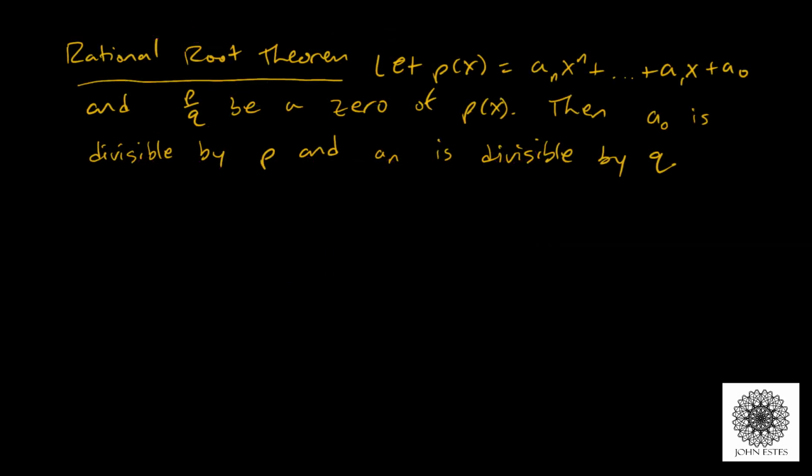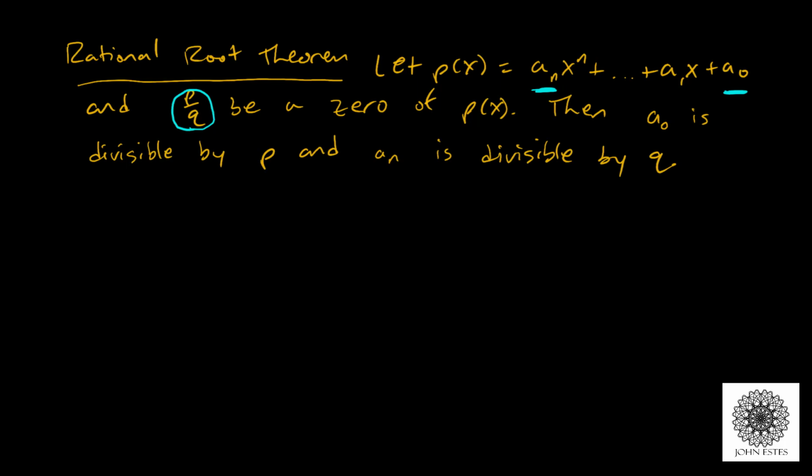The rational root theorem says: let p of x be a polynomial written this way, a sub n x to the n power plus etc., etc. The key components are that I have a leading coefficient of a sub n and a constant term of a sub 0. Those are the two things I need to keep up with. And we also have a zero here, so this p over q is a zero, and we write it that way because this is a rational root for the rational root theorem.